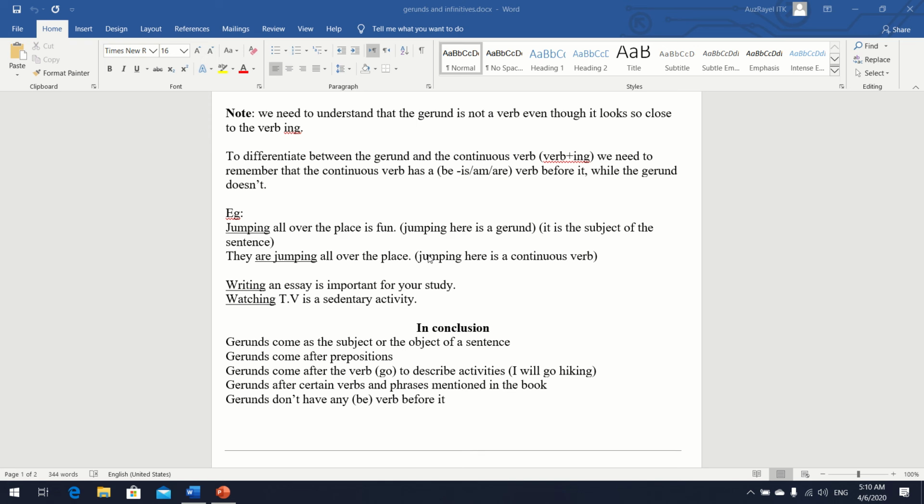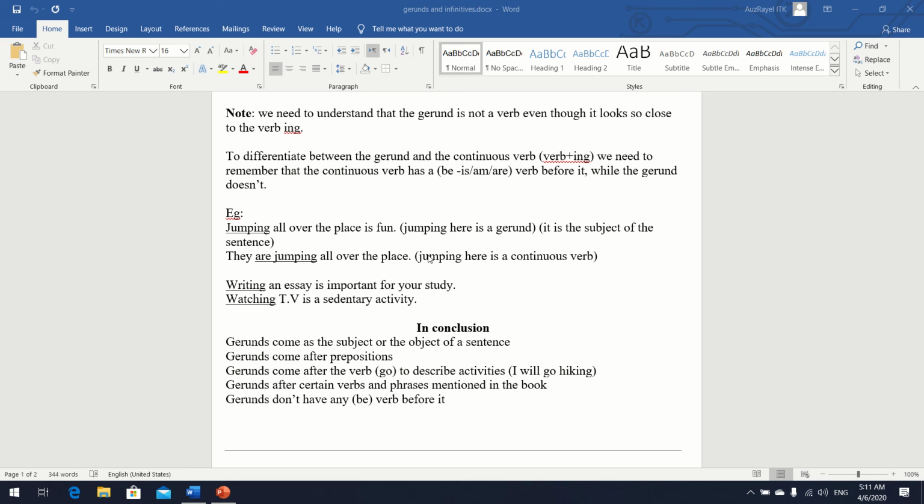So next here we have an example. Jumping all over the place is fun. Okay, jumping here is a gerund. It came as a subject of the sentence. Jumping all over the place is fun. Okay, so jumping came as the subject of a sentence and it is a gerund.